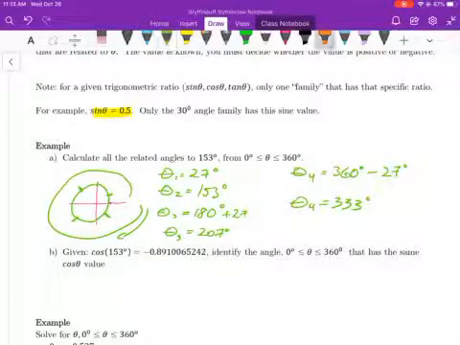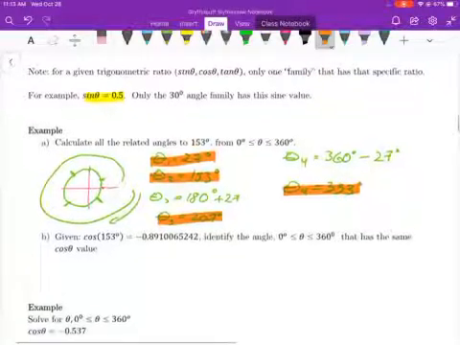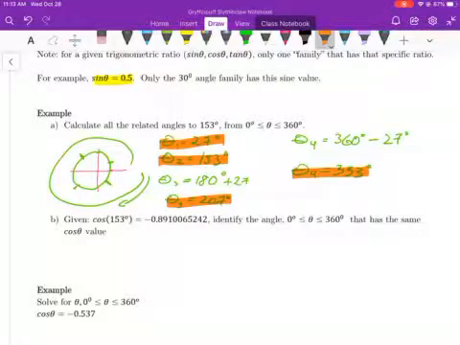So here are my 4 related angles. Now, let's jump to B. Given that cosine of 153 degrees is this ratio, identify the angle or all angles. Now that's sort of misleading because there is only one angle. Identify all angles from 0 to 360 that have the same cosine value.